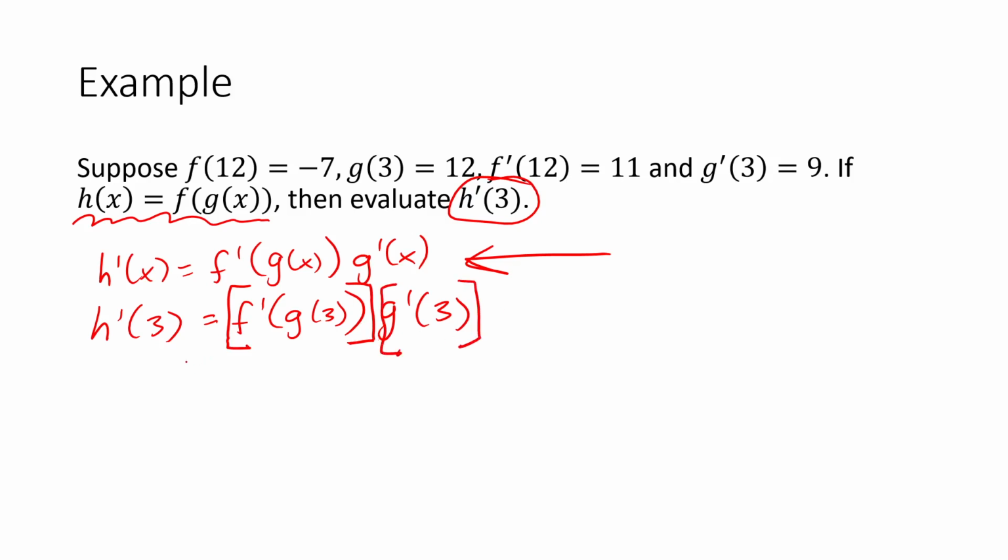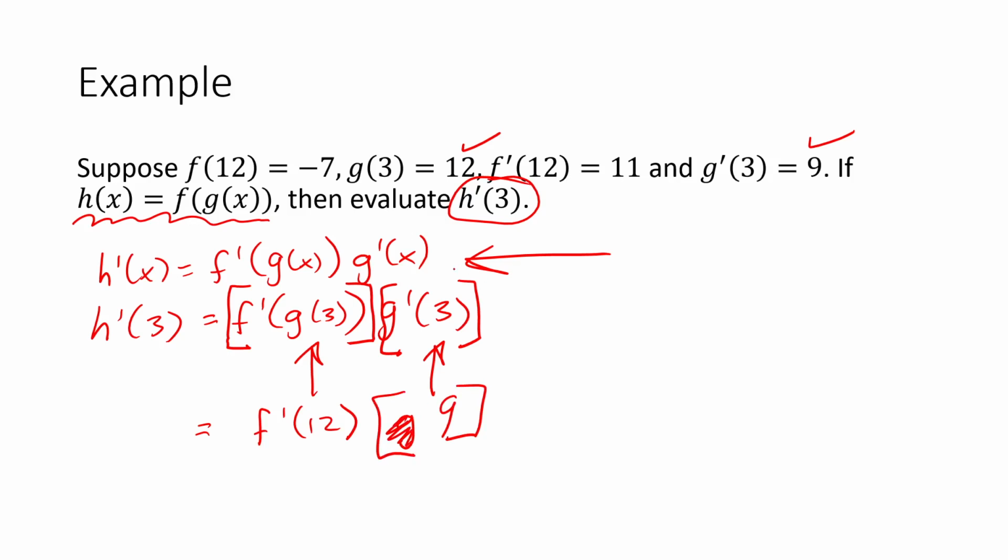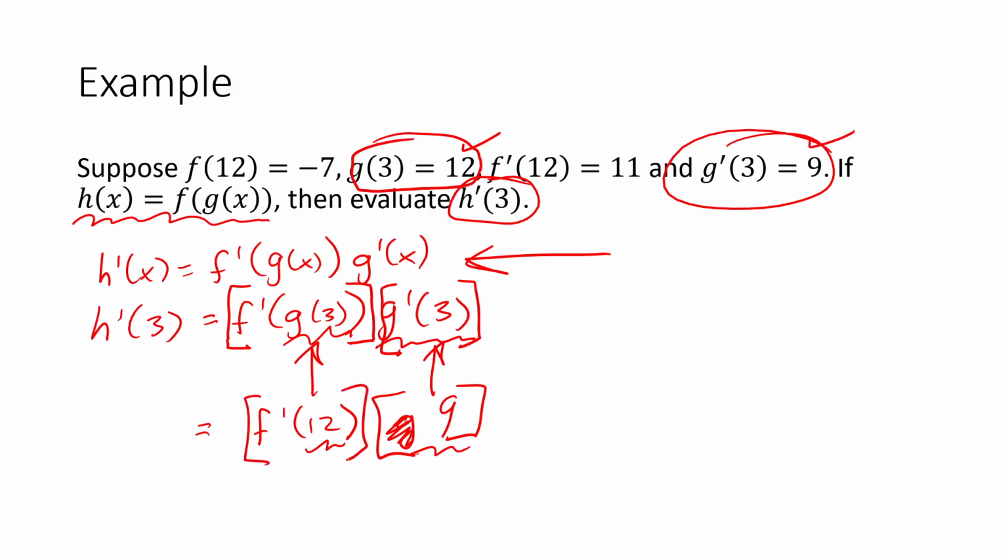The question is kind enough to tell us exactly what g at 3 equals and exactly what g prime at 3 equals. G at 3 is 12, g prime at 3 is 9. So we can say that what we really have is f prime at 12 times 9. So one more time, g prime at 3 is 9 from here, and g of 3 is 12 from here. So we're left with f prime of 12 times 9.